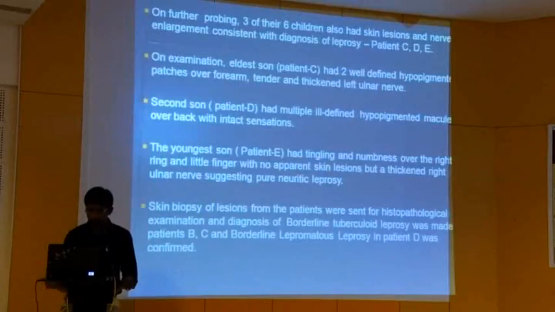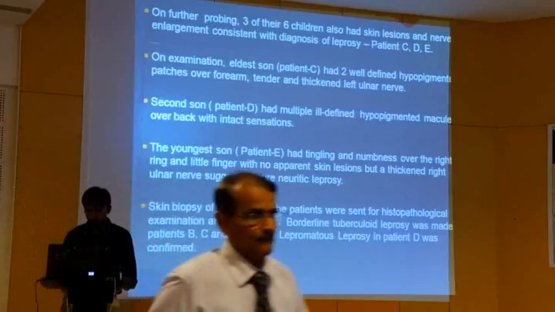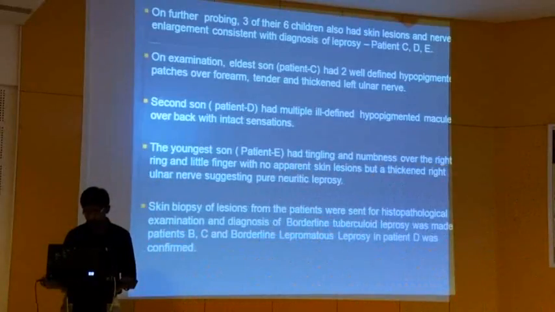On further probing, 3 of the 6 children also had similar skin lesions and nerve enlargement consistent with diagnosis of leprosy. On examination of the eldest son, he had two well-defined hypopigmented patches over the forearm, with tender and thickened left ulna. The second son had multiple ill-defined hypopigmented macules over the back with intact sensations. The youngest son had tingling and numbness over the right ring and little finger with no apparent skin lesions, but thickened right ulna, suggesting pure neuritic leprosy.